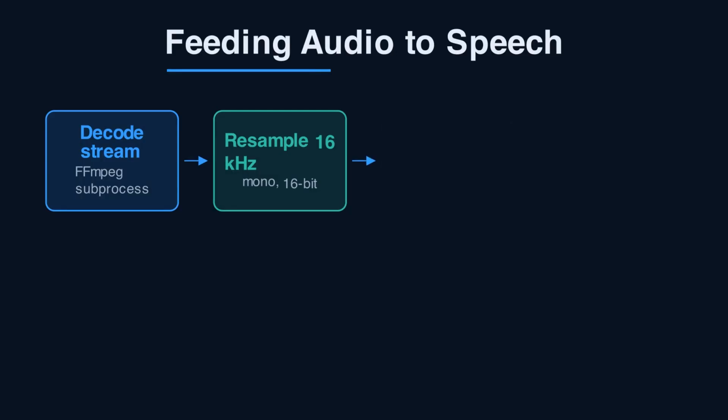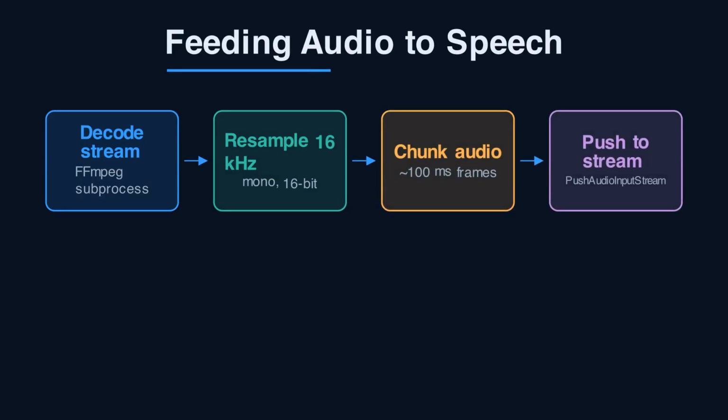The audio path is where beginners stumble. Azure Speech wants 16 kHz, 16-bit mono PCM. Your stream is rarely in that format. So you decode, resample, and downmix first. FFmpeg handles this in a subprocess cleanly. Then you push chunks into a push audio input stream. Small chunks, roughly 100 milliseconds each, keep latency low. Send 2 large chunks and interim results stall.